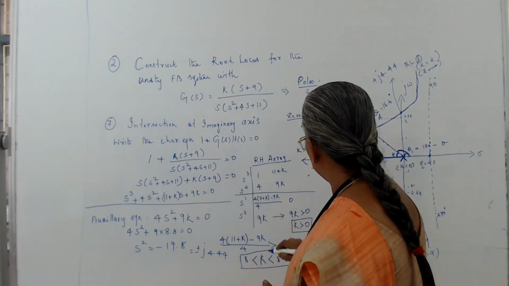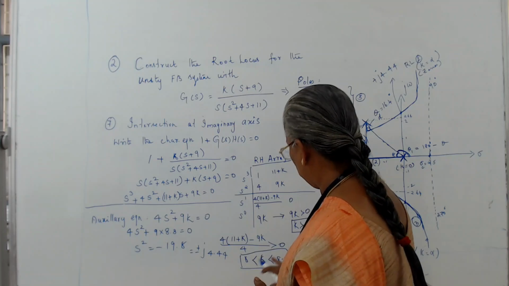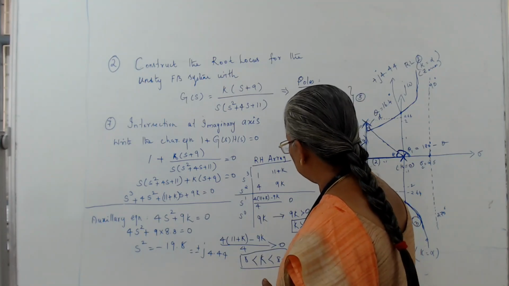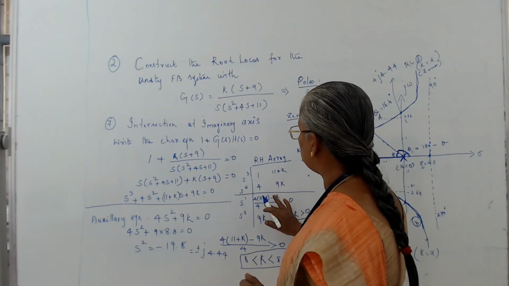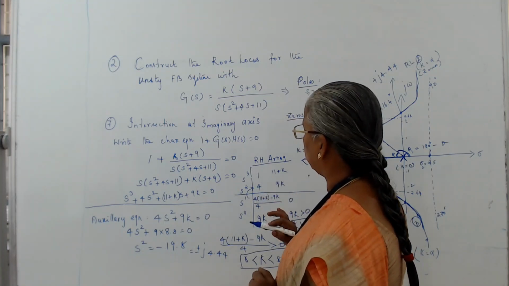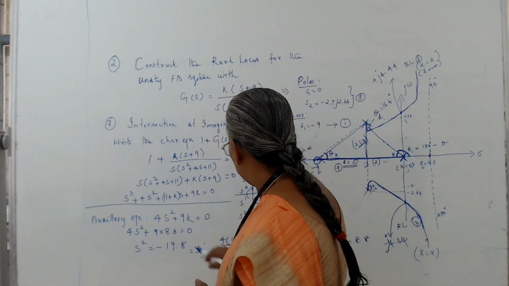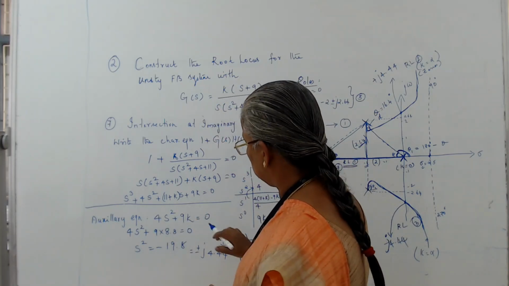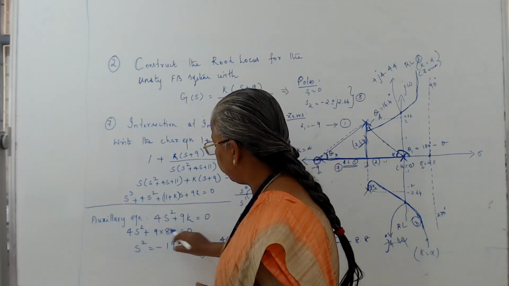To make the system stable, I need to maintain the value of k greater than 0, but less than 8.8. So I need to assume this 8.8 here. When I assume 8.8, this also becomes 0. So then I need to write an auxiliary equation for this row. That row is 4 into s square plus 9k. Now I know the value of k, that is 8.8. So I need to substitute k is equal to 8.8. So that is equal to 0.